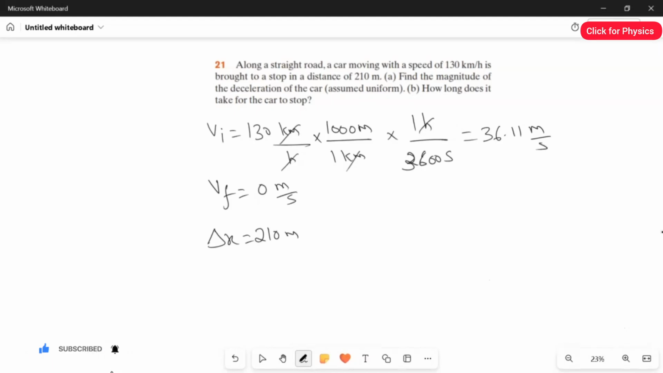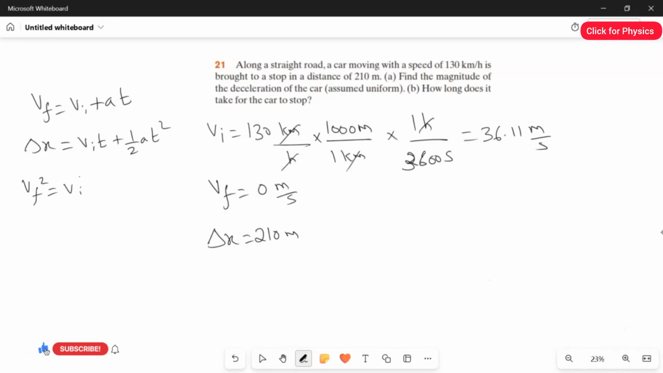Now we have to find the acceleration. For that we use the three equations of motion with constant acceleration: v final equal to v initial plus at. The second equation is delta x equal to v initial t plus half a t square. And the third equation is v final square equal to v initial square plus 2 into a into delta x. These three equations are very important for solving this type of question. Now we have to find the value of a, which should be negative.